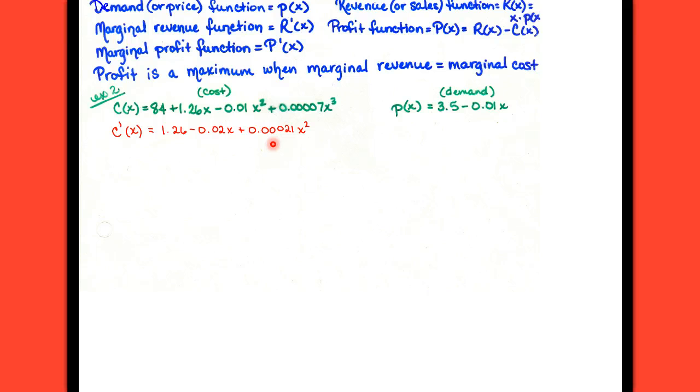All right, then I need to set that equal to marginal revenue. That means I got to take the derivative of the revenue. I don't even have a revenue equation, so I got to make one of those first, right? So how do I make a revenue equation from a demand or a price equation?